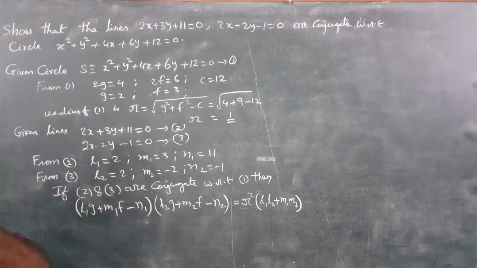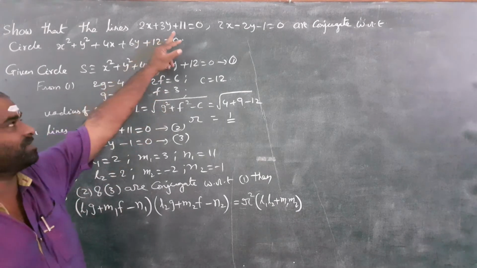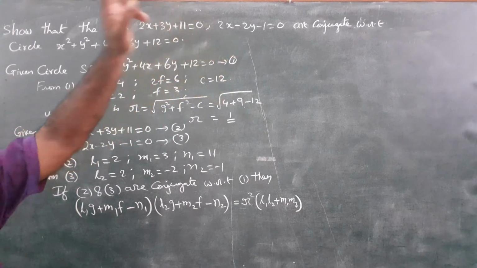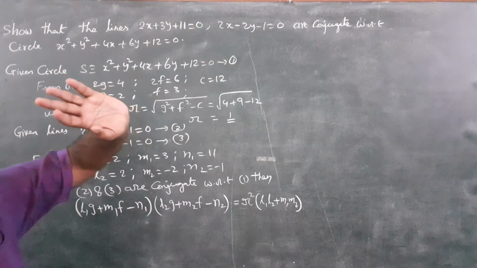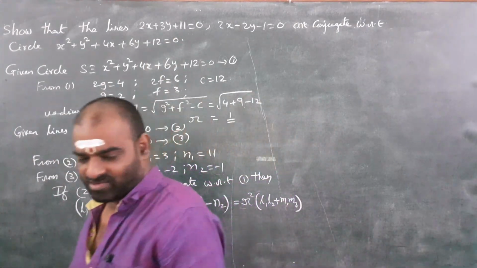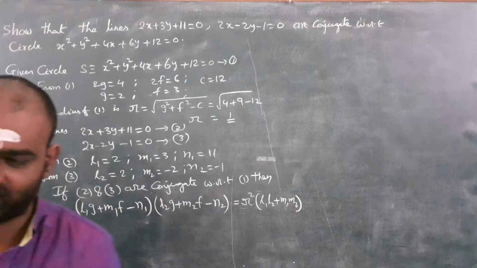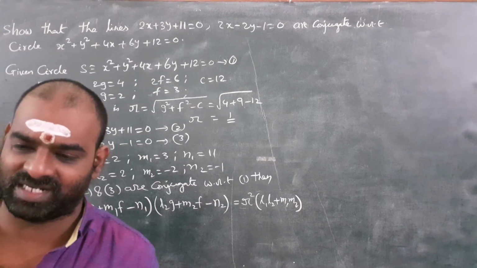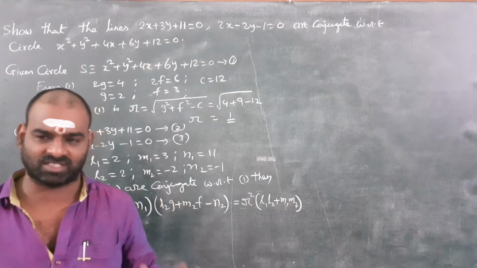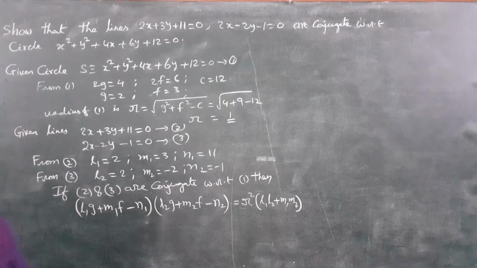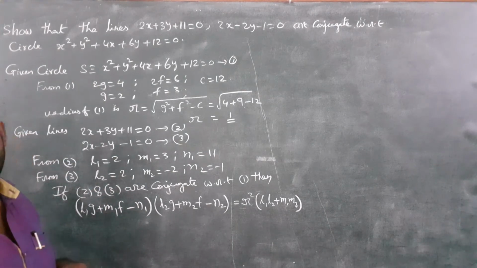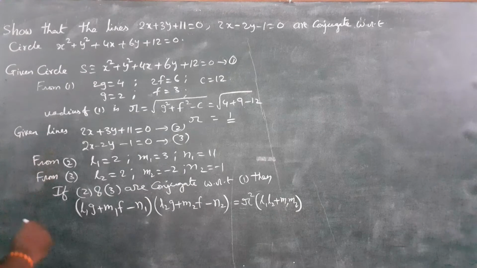And in the concepts class, I told you the condition. If L1x + M1y + N1 = 0 and L2x + M2y + N2 = 0 are conjugate with respect to the circle x² + y² + 2gx + 2fy + c = 0, then the condition is (L1g + M1f - N1)(L2g + M2f - N2) = R²(L1L2 + M1M2). If that condition is satisfied, then the given two lines are conjugate lines. So we have to prove the given problem like this.